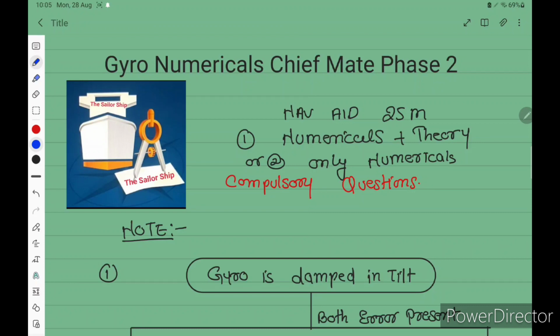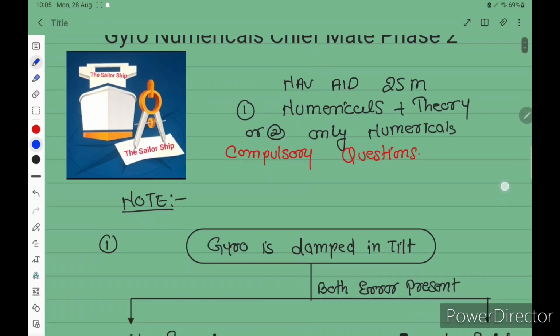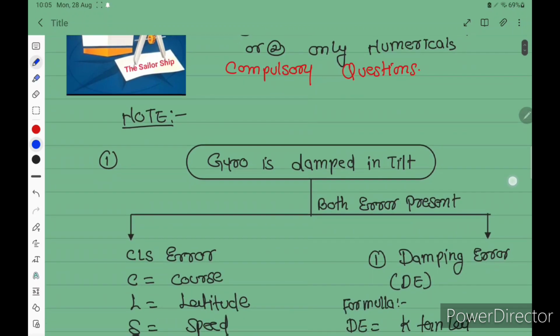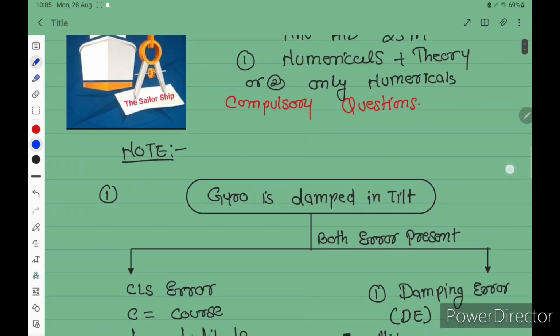For Gyro Numerical there are two videos. One is for the numericals and the two important questions which have come several times in past examinations, and the second part of my video is the past paper solution. So if you watch these two videos, you are able to get 25 marks. Okay, so this is a compulsory question. So we start with the formula.